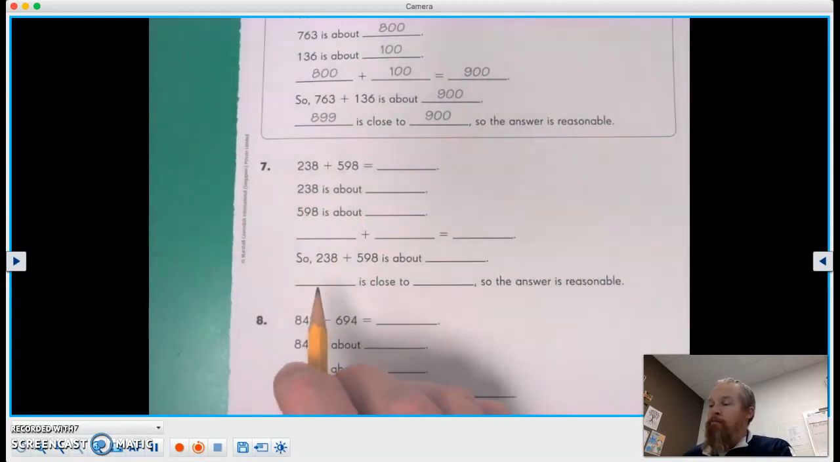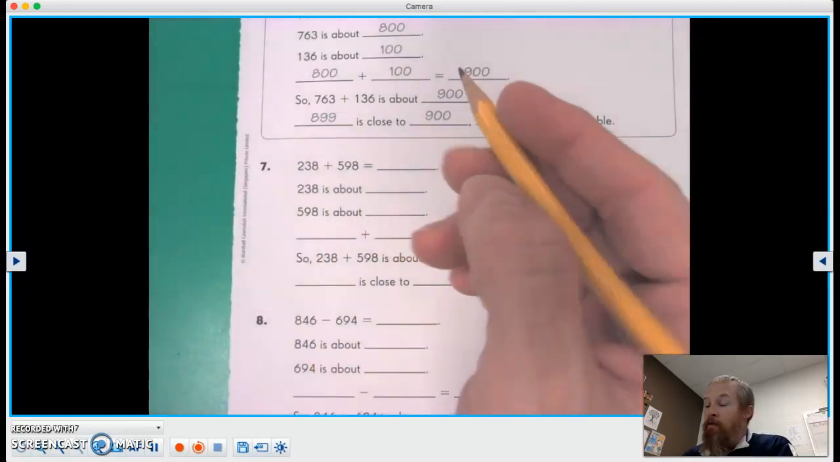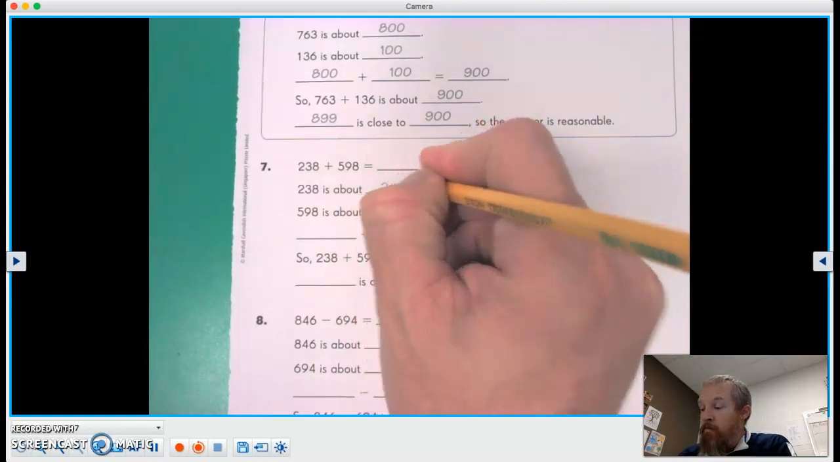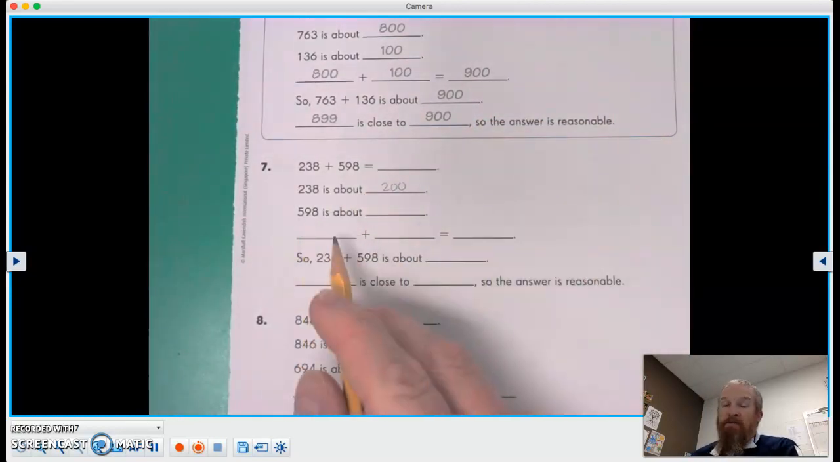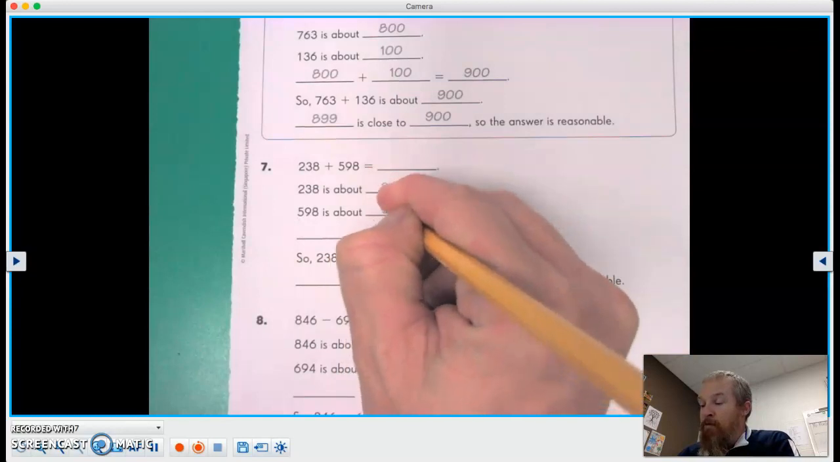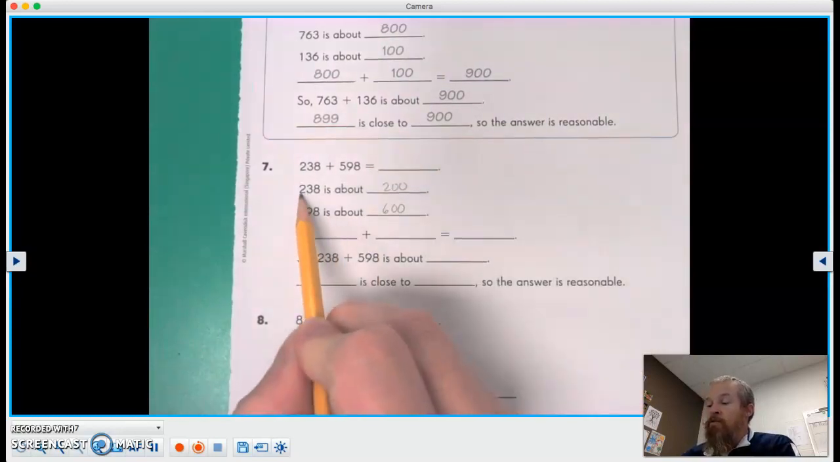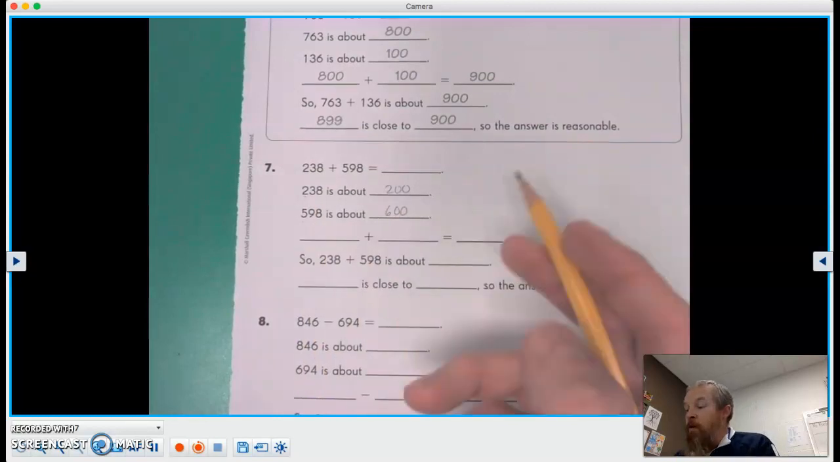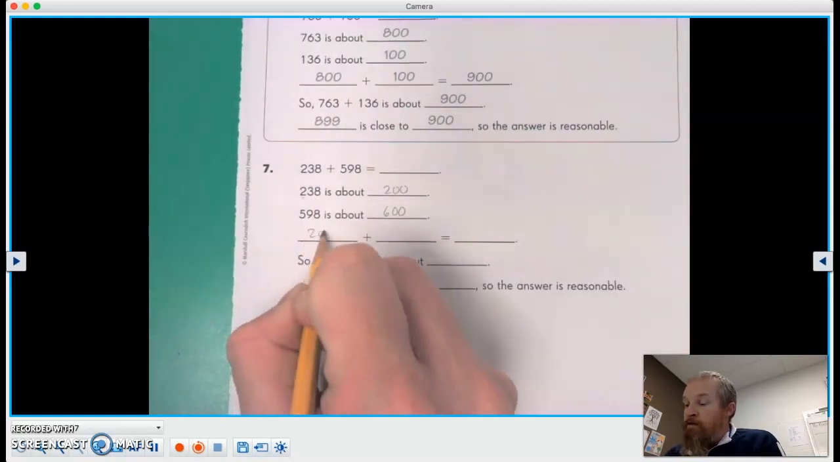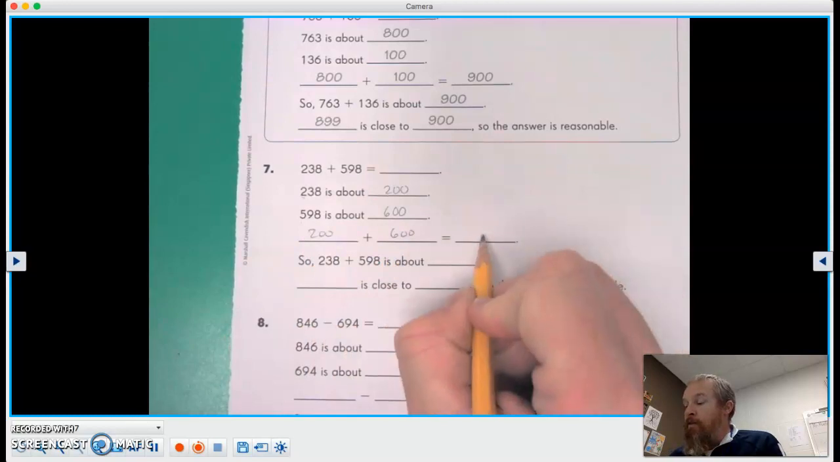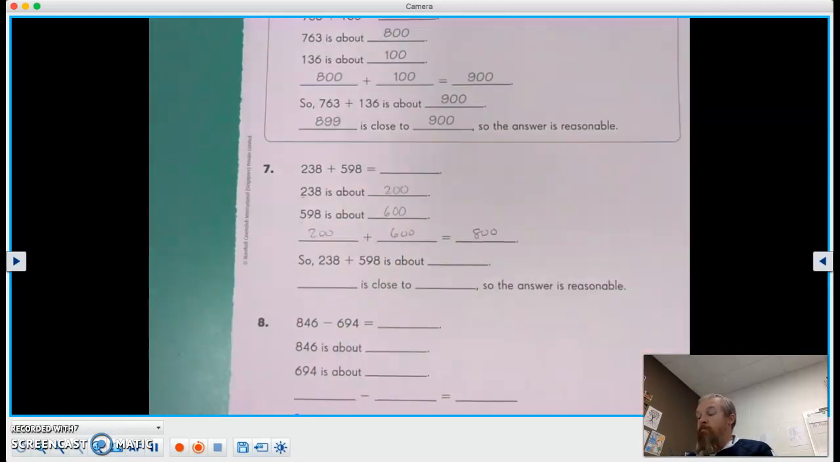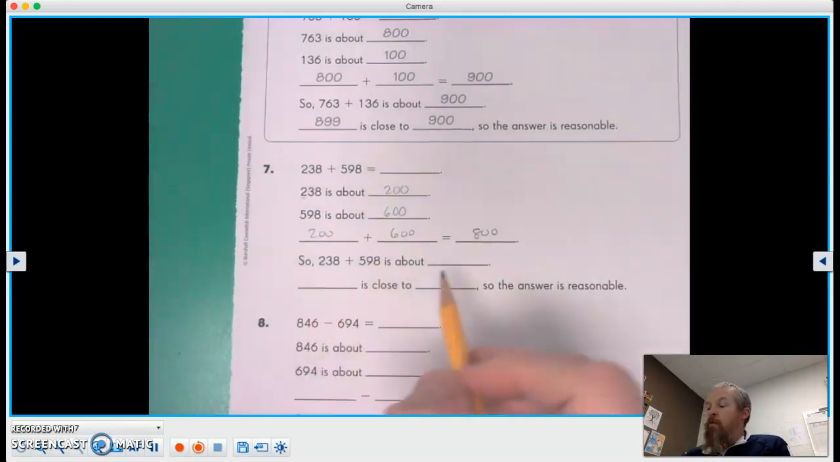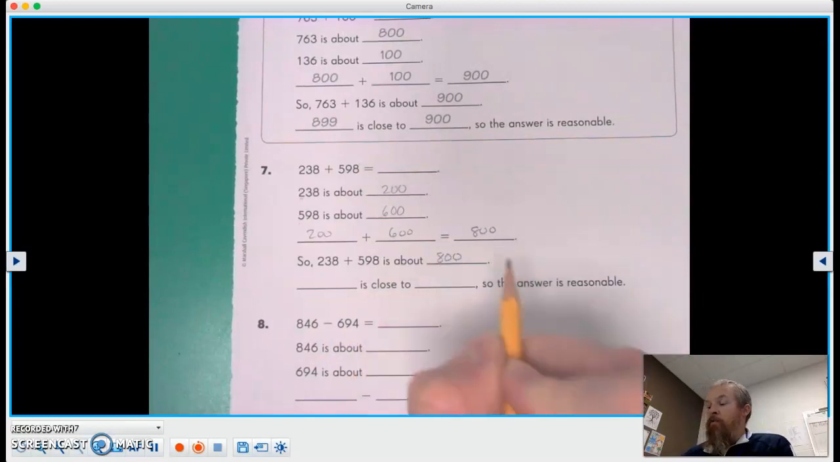238. Let's just say about 300 or about 200. 598, so 600. It's about, right? 238, the 30s is closer to 200. 90 is closer to the next one up. So 200 plus 600 equals 800. So between the 2 of them, it's about $800.